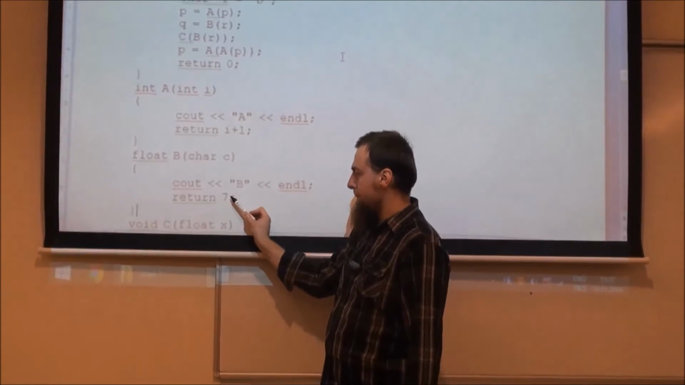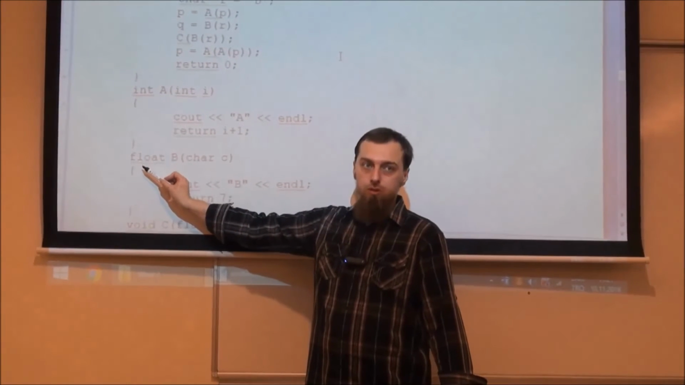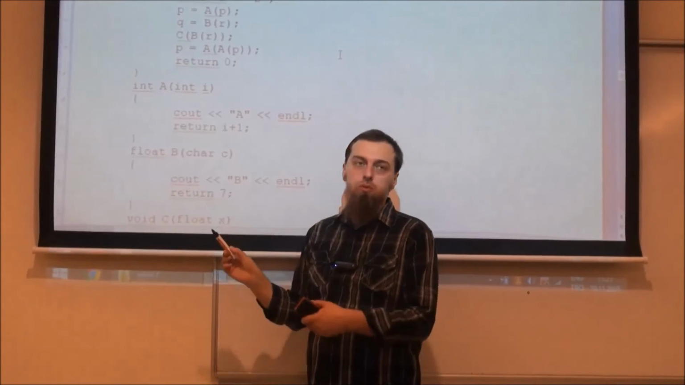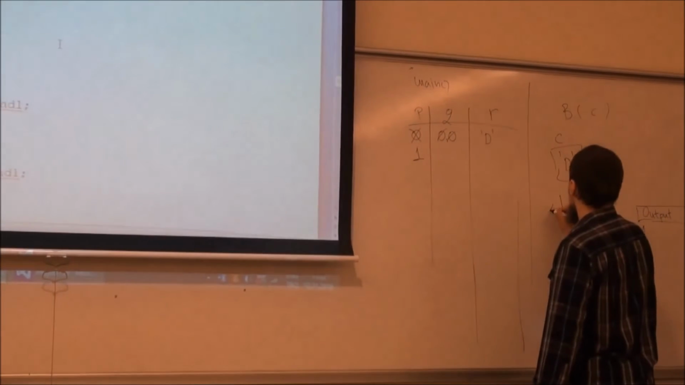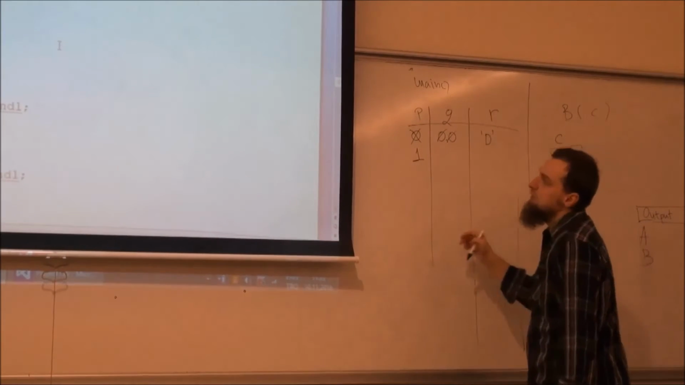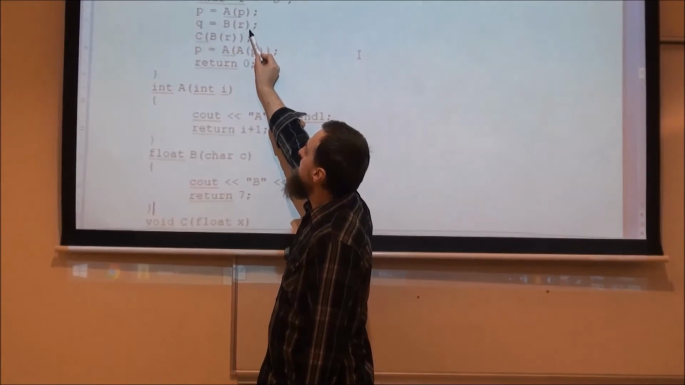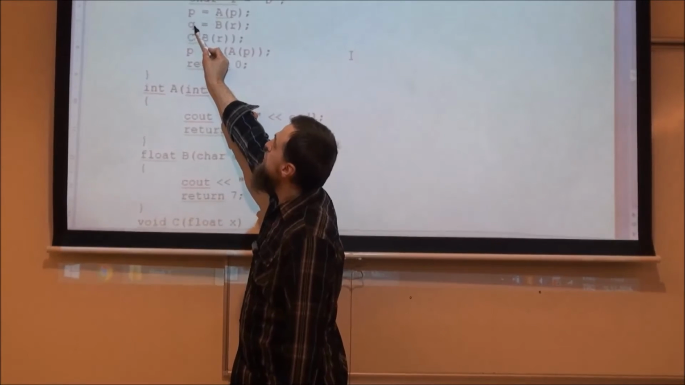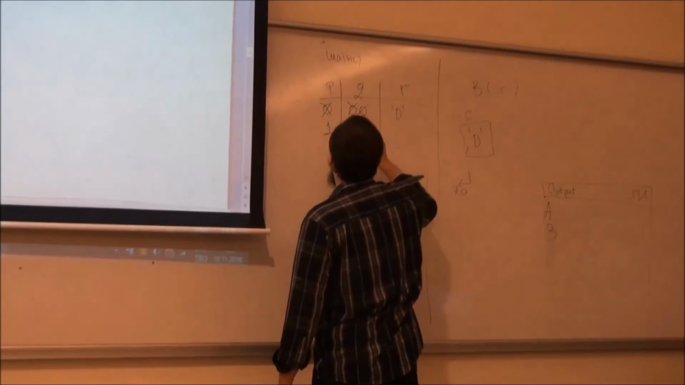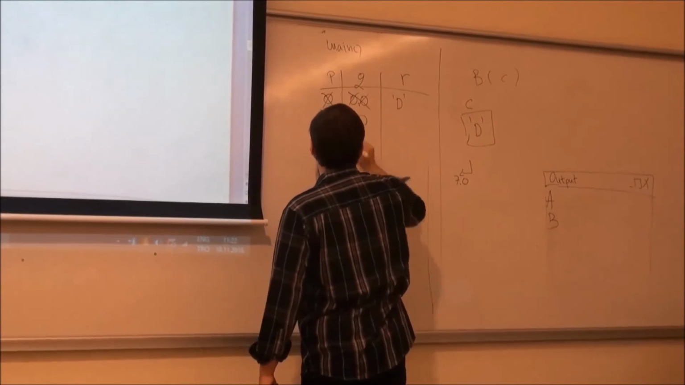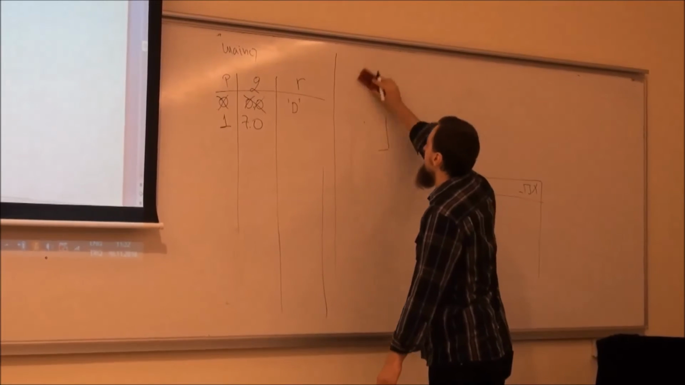We go to a new line, and we return 7. But 7 is an integer. Here we expect a float, okay? That's why this 7 is going to be 7.0. So we are returning 7.0, and we are going back here. Here we have 7.0, and this 7.0 is going to be assigned to Q, and Q is float, by the way. So Q is not 0.0, it's 7.0. And everything that is associated with B is going to be erased from memory. We don't have it anymore.